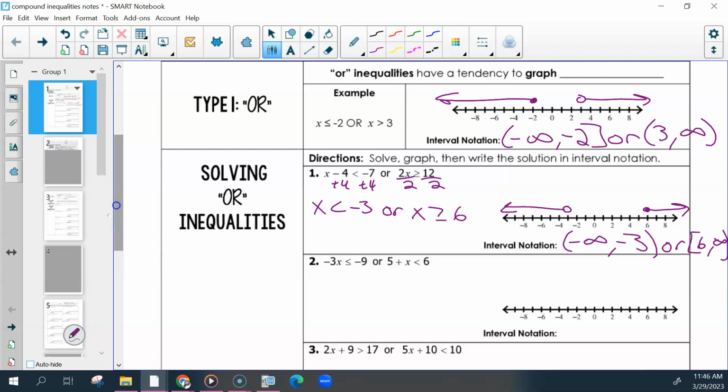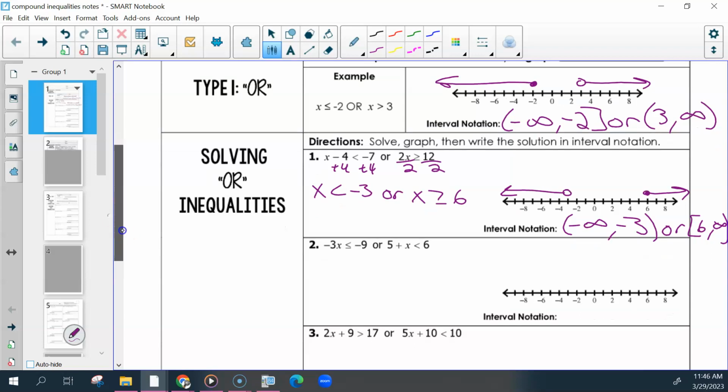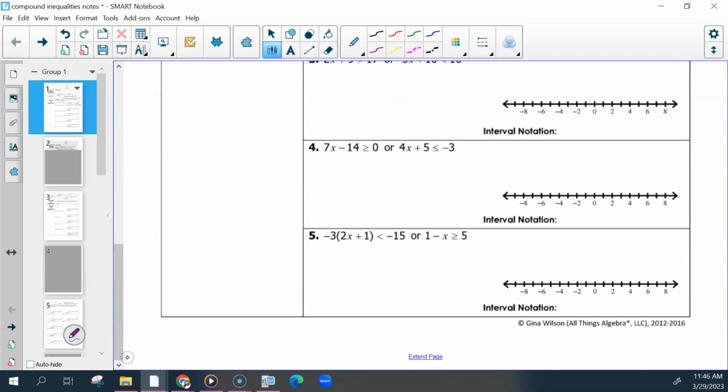Questions on that? We're going to do one more, and then we'll have time to, if you want to go back and do any other problem, we'll do that, and then we'll have time to practice. So this one at the bottom.